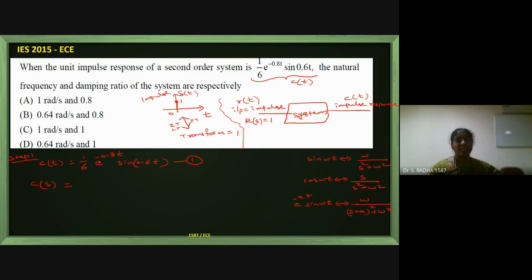E power minus at is also there. Sine omega t, e power minus at is also there. 1 by 6 is a constant. Let it be as it is. And for the rest of the thing, we have to apply Laplace transform. Omega value is 0.6 divided by s plus a. A is 0.8. You can see the value, it is 0.8 whole square plus 0.6 whole square.